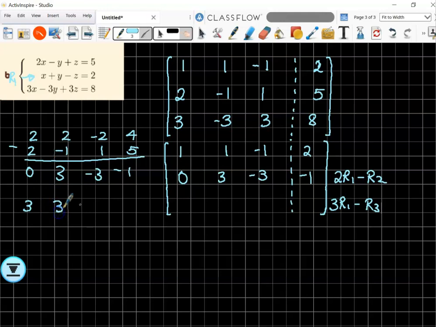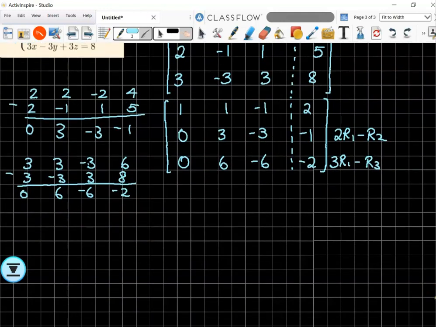Okay, so 3, 3, minus 3, 6. 3, minus 3, 3, 8. Subtract. 3 take 3, 6 minus 3 take 3 is minus 6, 6 take 8 is minus 2. Do we notice anything about row 2 and row 3? They are scalars of each other, which means they're multiples of each other.